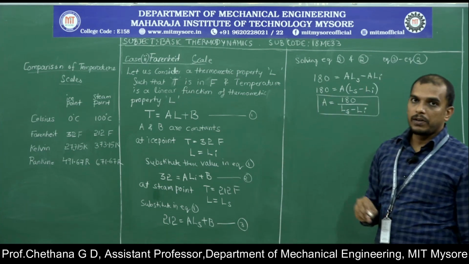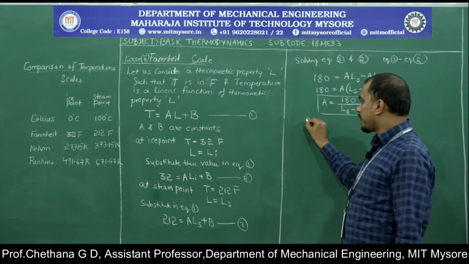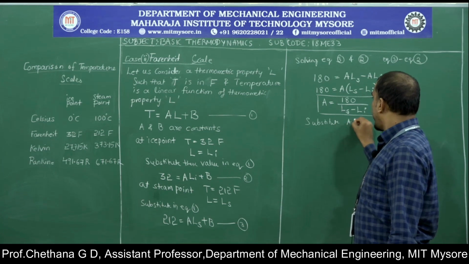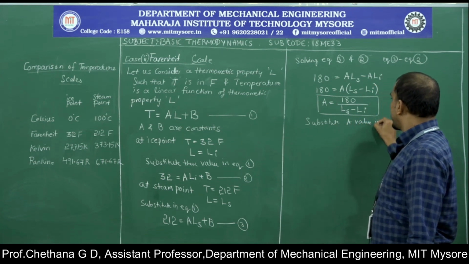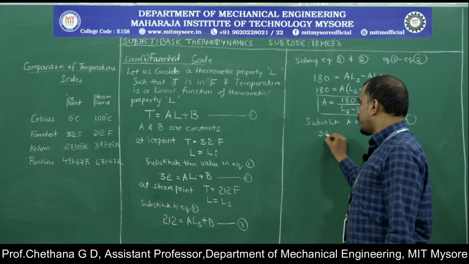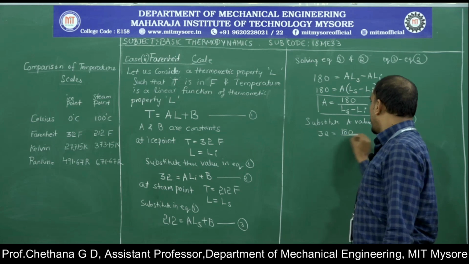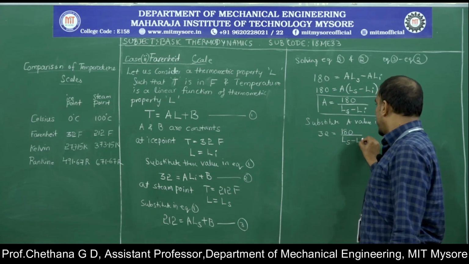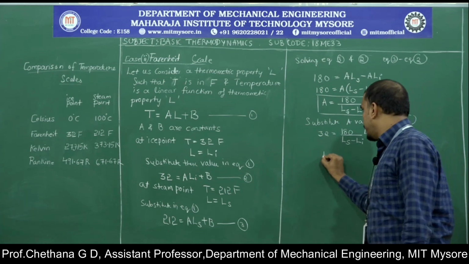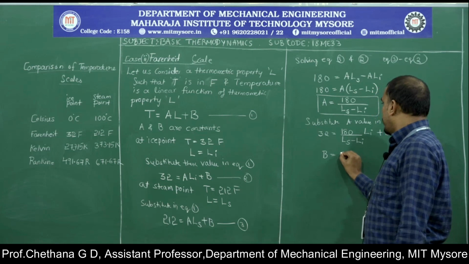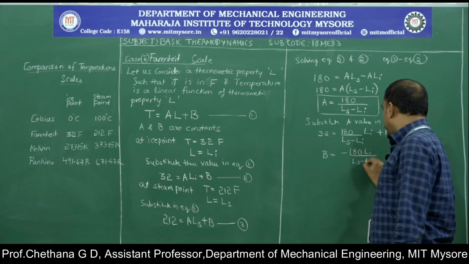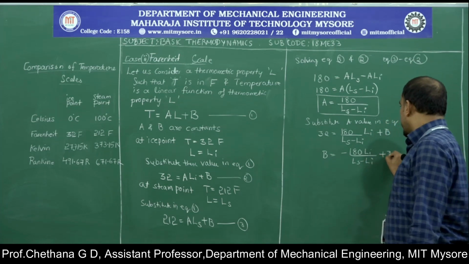In order to get the value of B, substitute the value of A in equation 2. What we get is 32 is equal to 180 by Ls minus Li, plus B. Now we get the value of B as B is equal to minus 180 Li divided by Ls minus Li, plus 32.